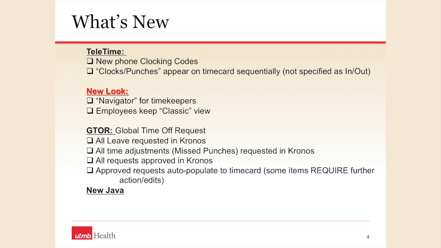The go live is March 18th. That means we're taking the system down March 18th around 8:15 in the morning. That time will be announced as we get closer to that date. The system will come down, and then later that day, it will come back up as the new Kronos.